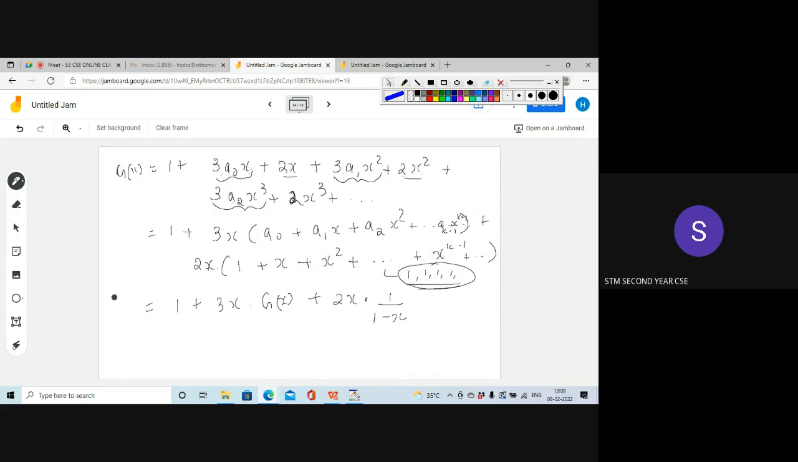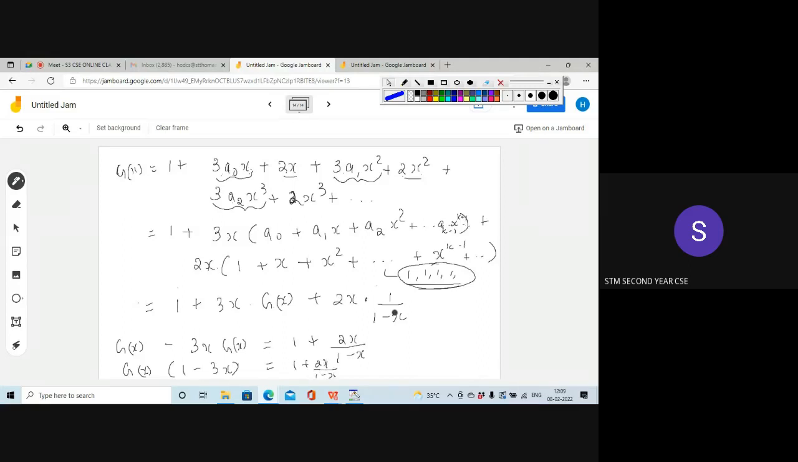Now I'm going to bring this g of x term to the left hand side. Here I have g of x, and this side also I have g of x, so I'm going to bring it to the other side. So I get g of x minus 3x g of x is equal to 1 plus 2x by 1 minus x. So I'm taking this term to the left hand side. Now I am taking g of x as common. G of x into 1 minus 3x is equal to 1 plus 2x by 1 minus x.